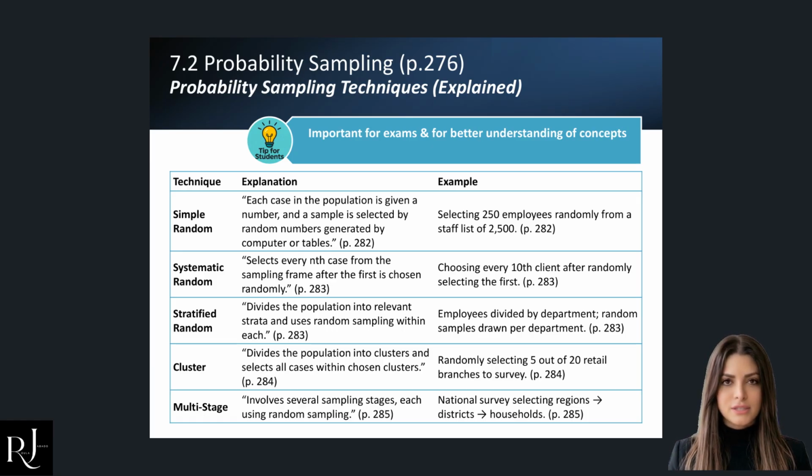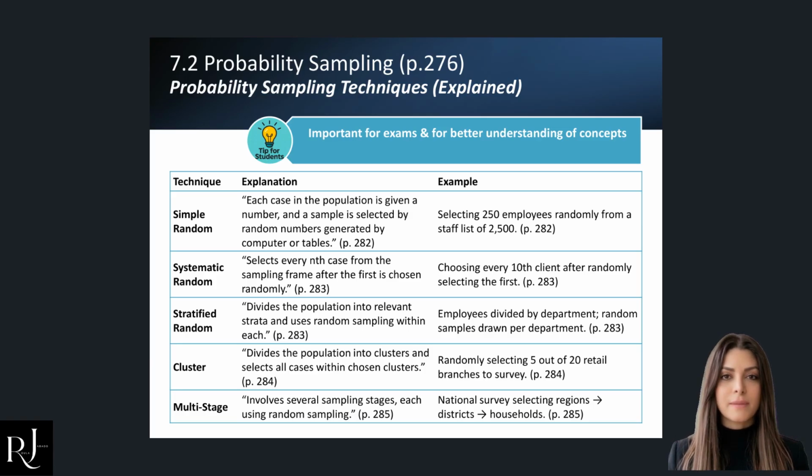Cluster sampling divides the population into naturally occurring groups. Consider a retail chain with multiple branches. Each branch is a cluster. Instead of sampling individual customers from all over the chain, you can select whole clusters to survey. For example, if the chain has 50 branches across the country, you might randomly select 5 branches and survey all the customers in those 5 branches. This is useful when it's difficult or costly to access individual cases.